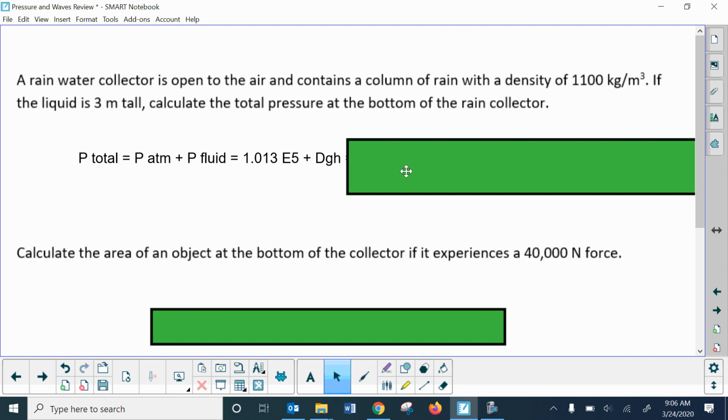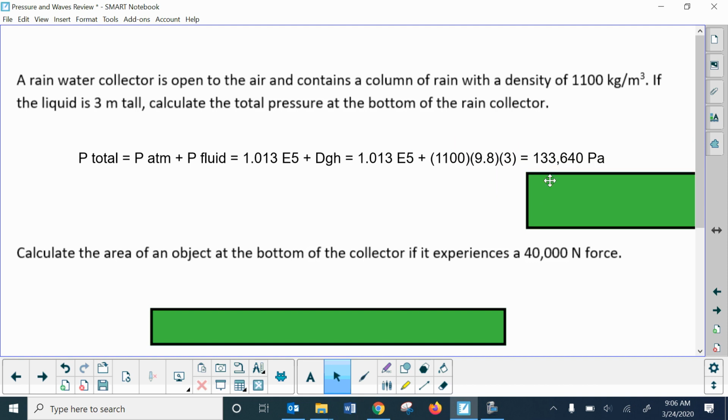And then you're going to use this pressure in a fluid equation. So the density of fluid times the gravity times the height or depth of that fluid. So when we plug all that in, you should get 133,640 pascals. And then you're going to use that answer for part B.